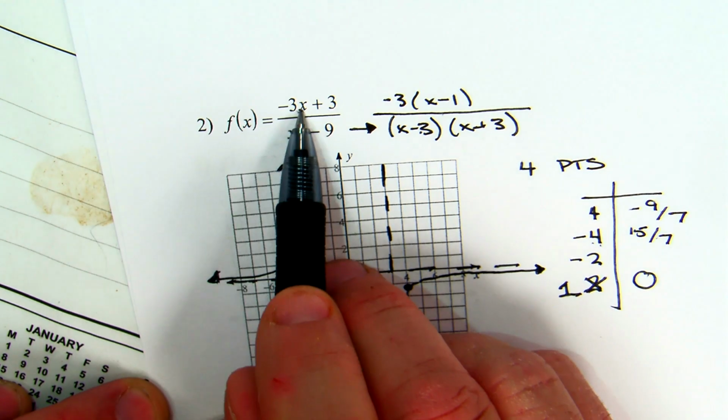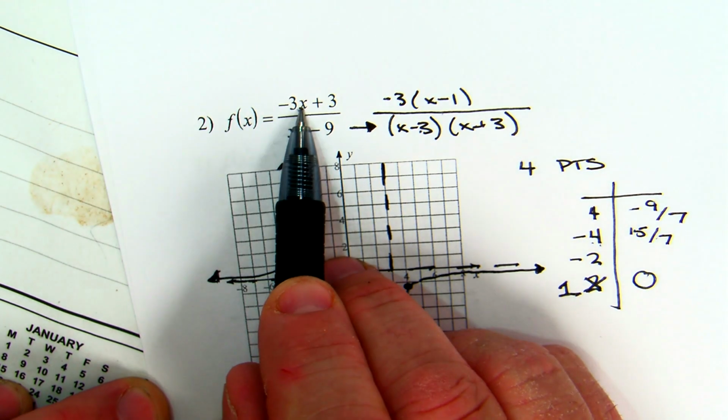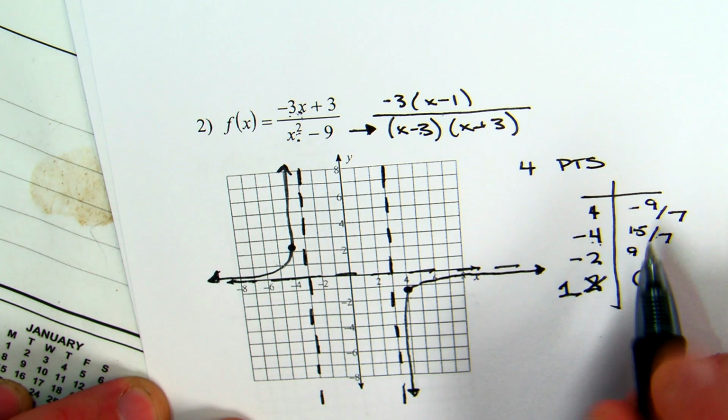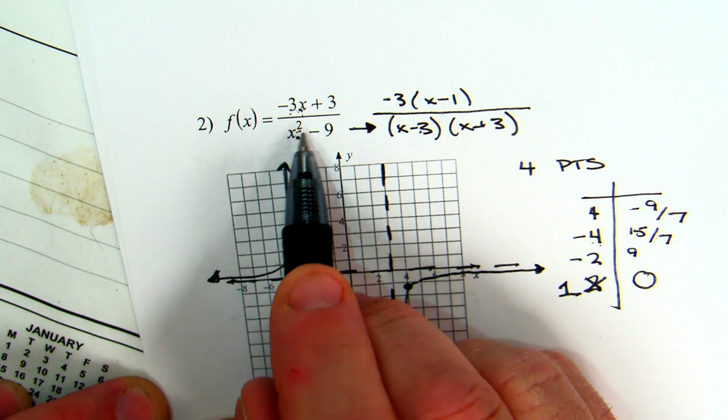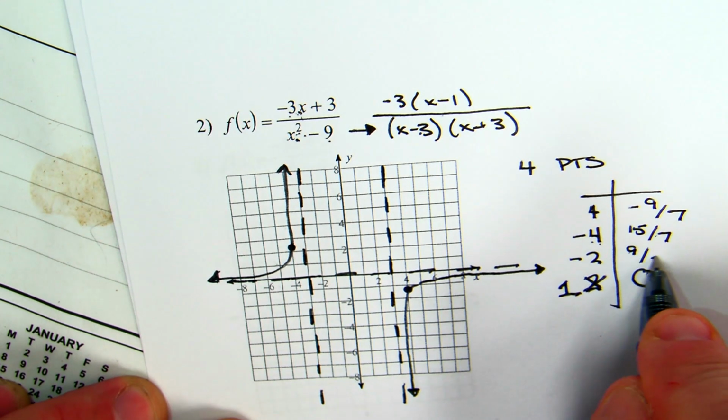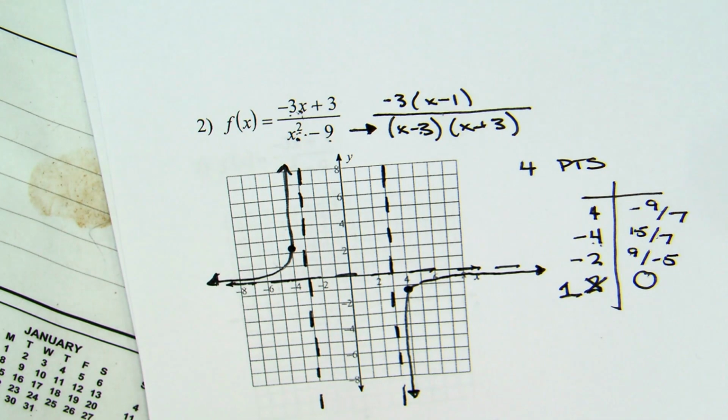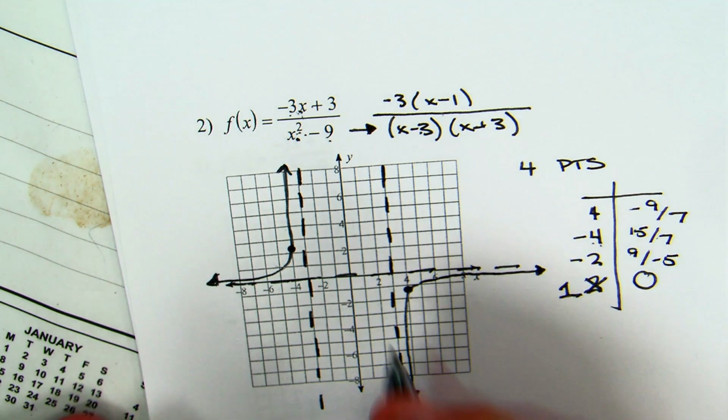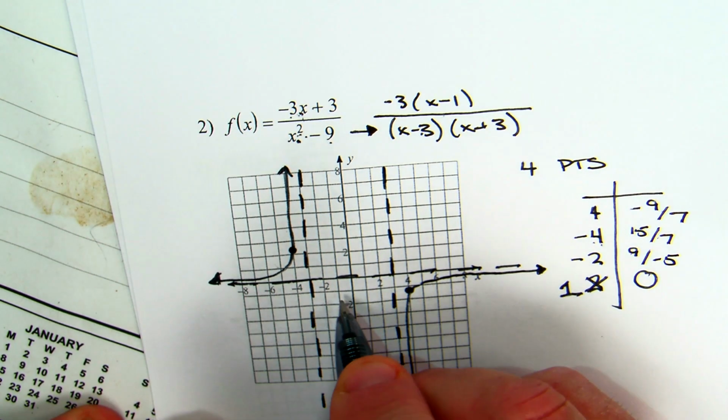So, I got negative 2. Negative 2 times negative 3 is 6. 6 plus 3 is 9. Negative 2 squared is 4. 4 minus 9 is negative 5. So negative 2 gives me negative 9 over 5, which is here.